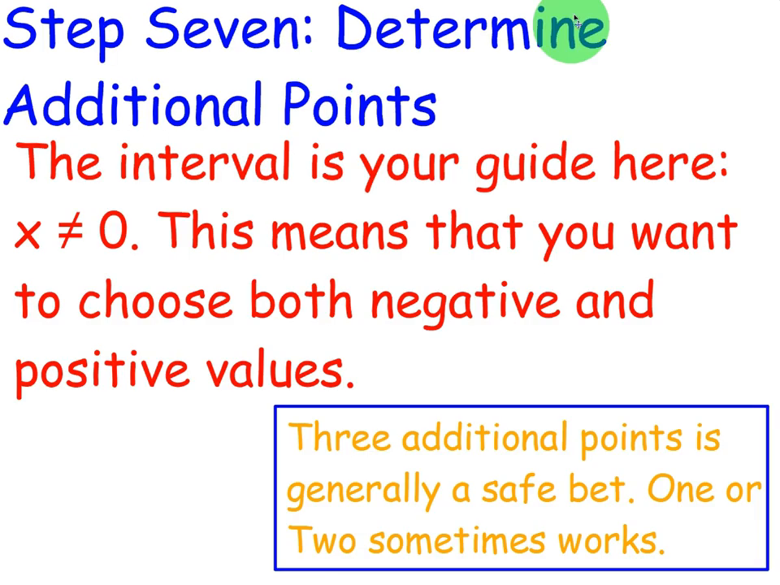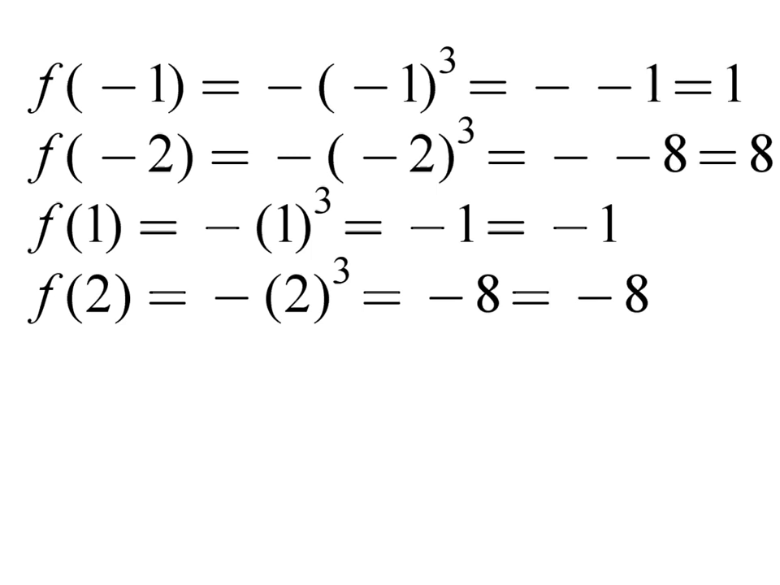Step 7, we're going to determine additional points. The interval is your guide here. X is not equal to 0, so we need to choose points to the left and right, right? Because negative 1's not 0, 1's not 0, negative 2's not 0, 2's not 0. This means that you want to choose both negative and positive values. 3 additional points is generally a safe bet. 1 or 2 sometimes works. Okay, I can tell you for this one we need 4 at least, and I just mentioned them. So let's go ahead and plug those in.